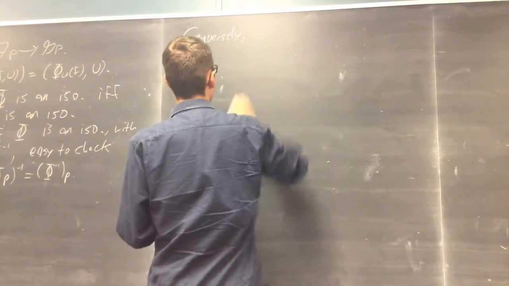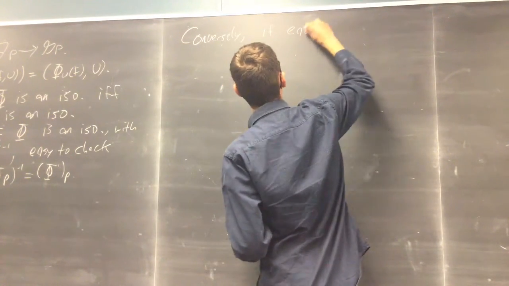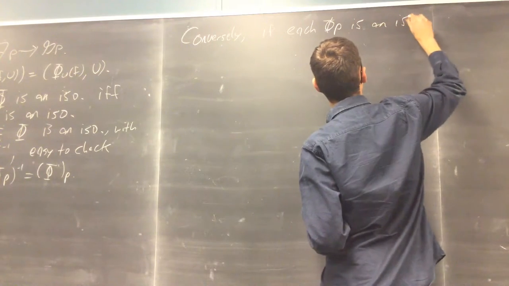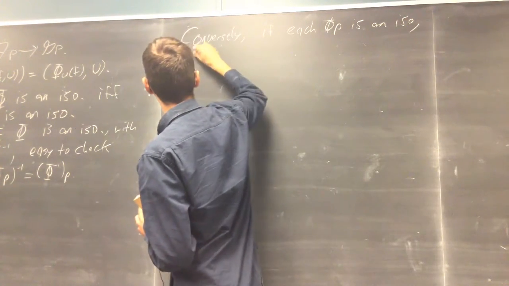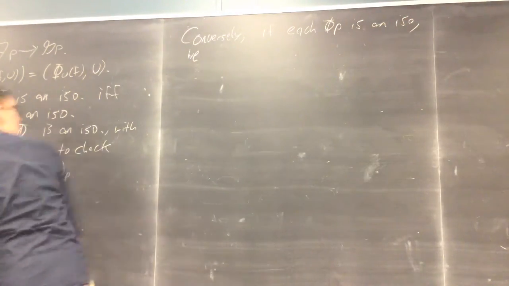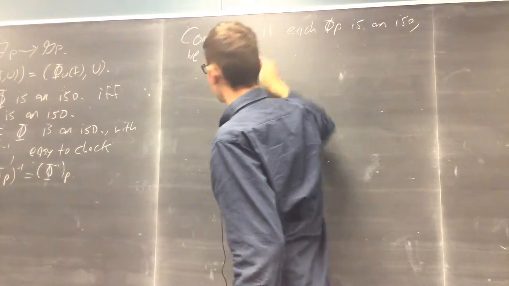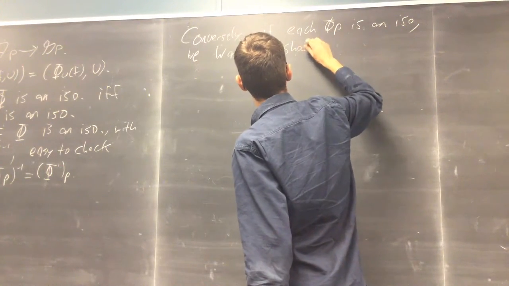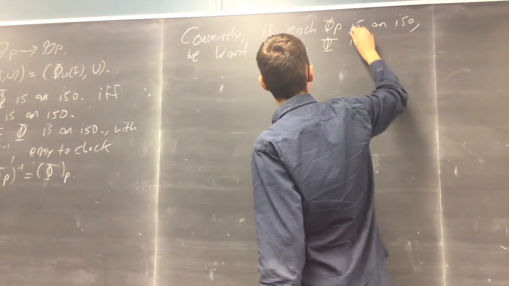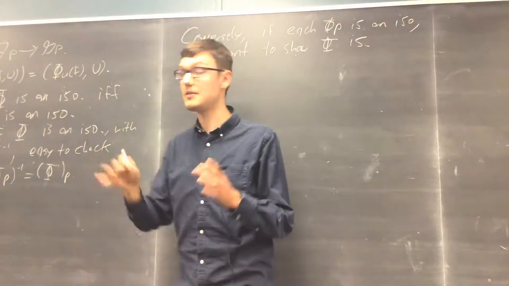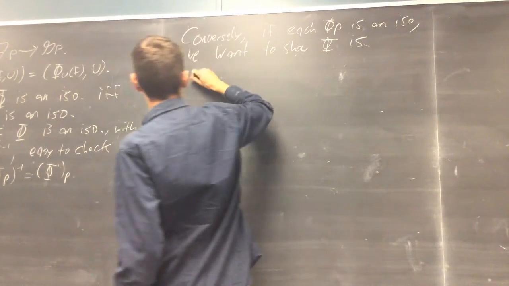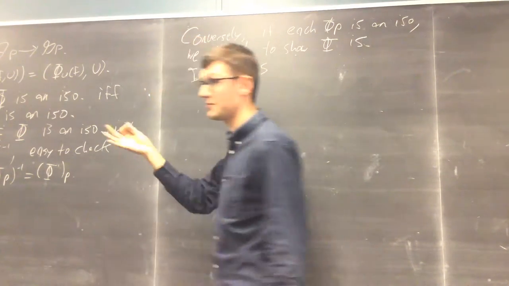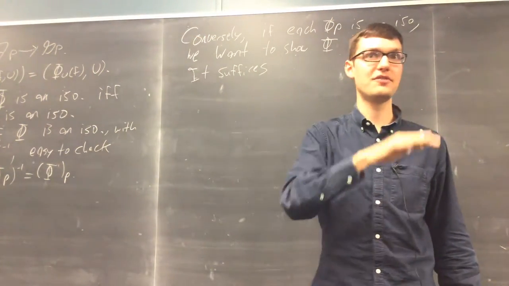So if each phi p is an isomorphism, we want to show that phi is. And because of the way phi works, since we just bundle together morphisms for every open set, it suffices to invert the morphism on every open set.